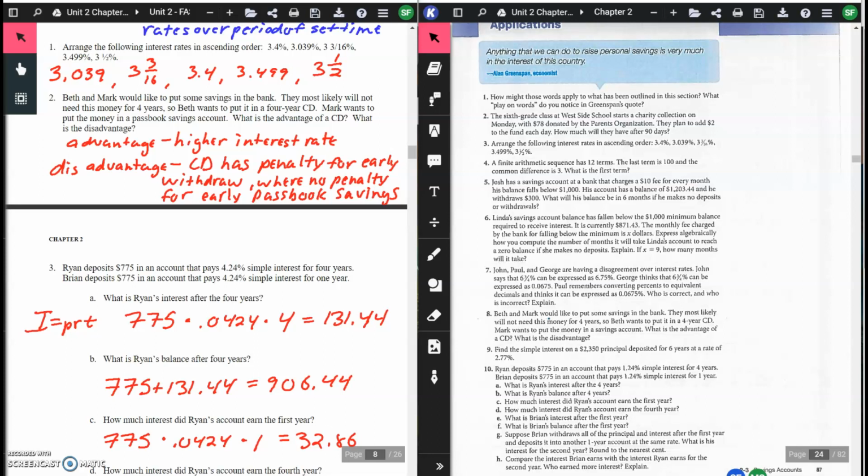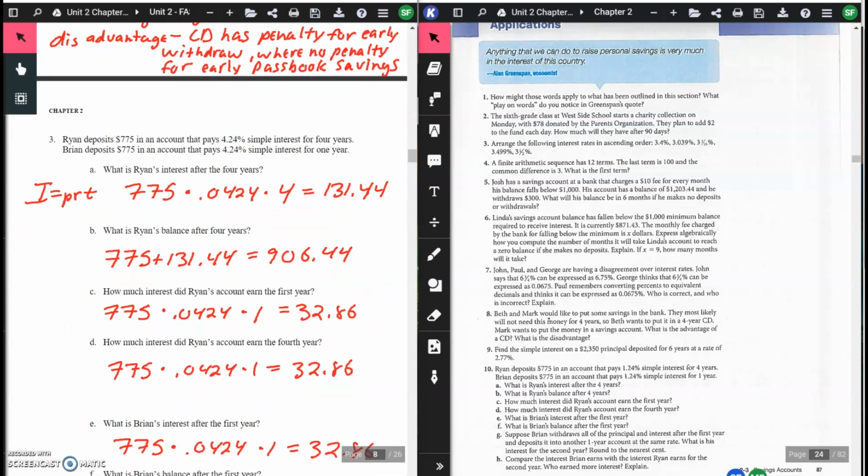a savings account. Okay, the disadvantage is once you put that money in, you pay a penalty if you want to withdraw it early. Okay, where a savings account has no penalty, you can withdraw money anytime in a savings account. Okay, so once you put money into a CD, say it's for 2 years, it's locked in there, and then if you want to take it out, you do have to pay a penalty.